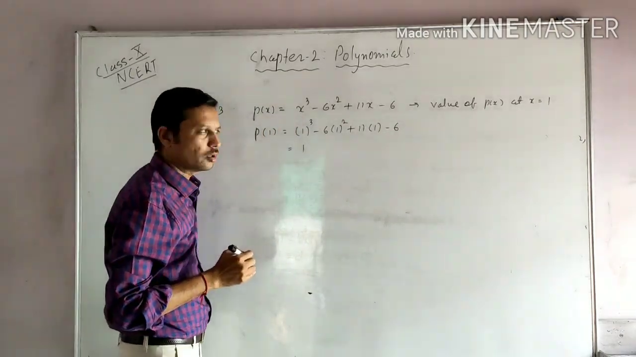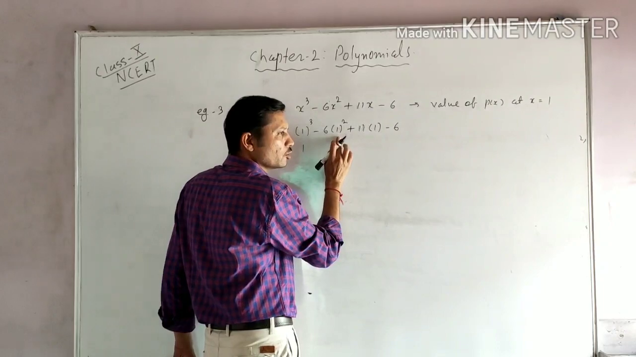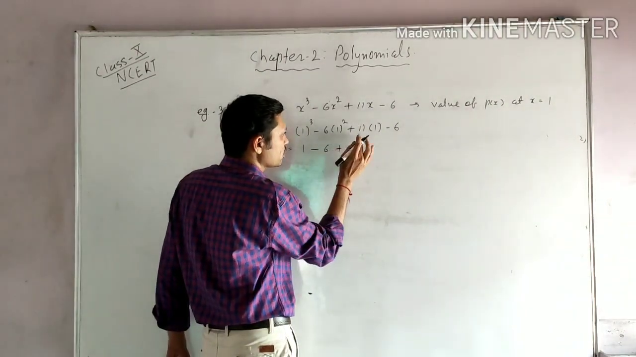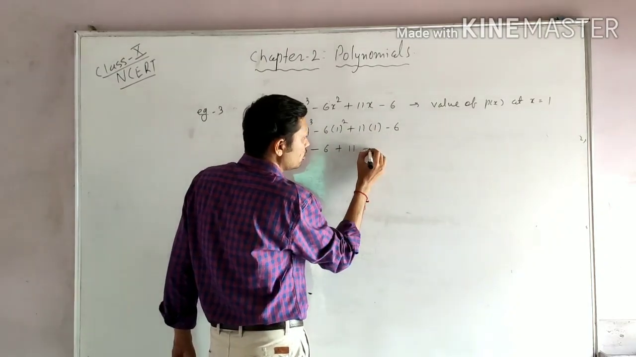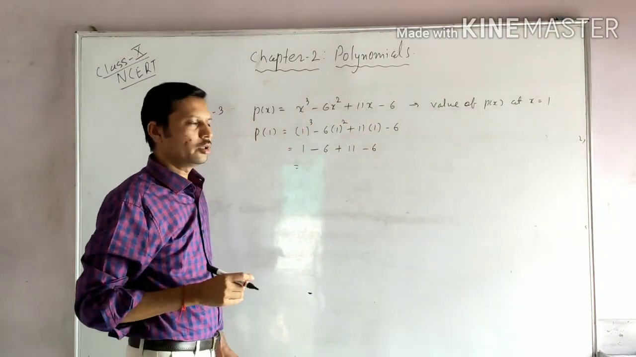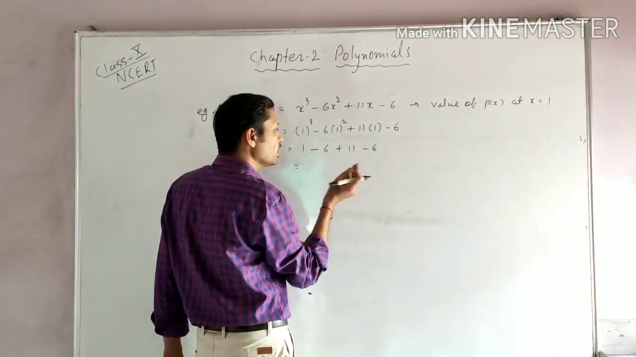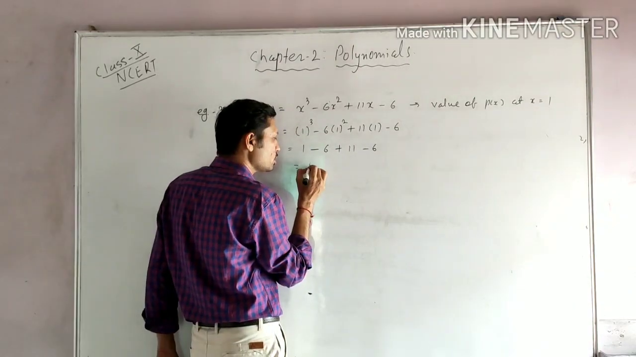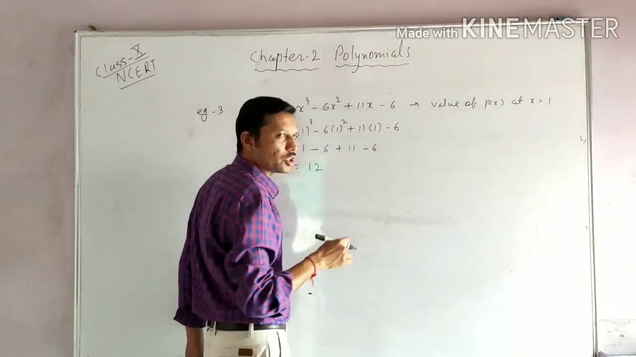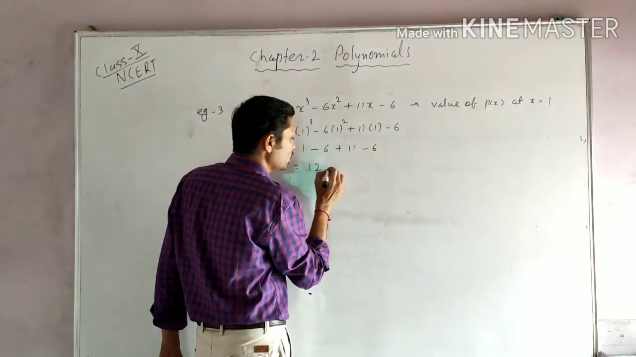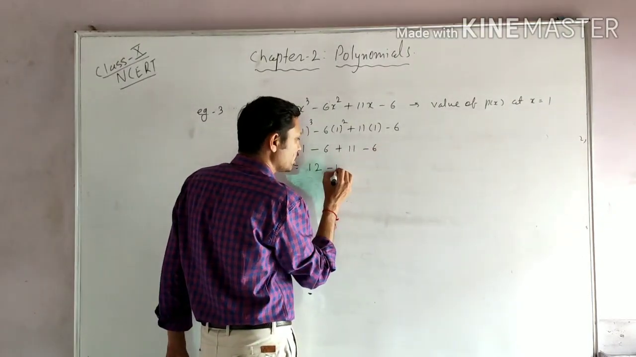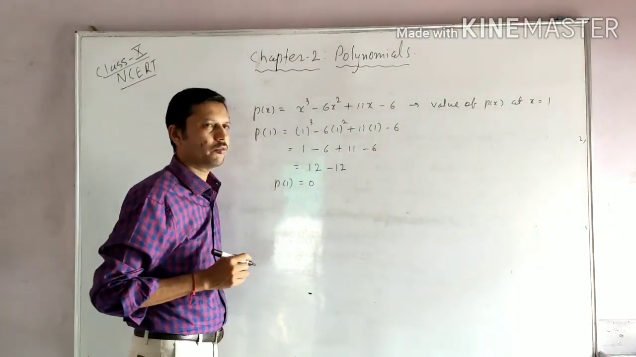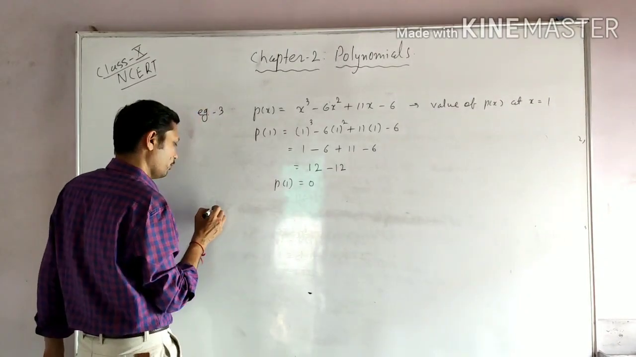1 cube is 1. 1 square is 1. So no need to write it down. Minus 6 as it is, plus 11 ones are 11, and minus 6. Now take some simple mathematical calculation. Suppose these two are positive, so plus 11 and plus 1 together is plus 12. Minus 6 and minus 6 both are negative, same sign, so addition 6 and 6 is 12, and negative numbers are there, so minus 12. So the answer is 0. So that's the p of 1 equal to 0. One example more.